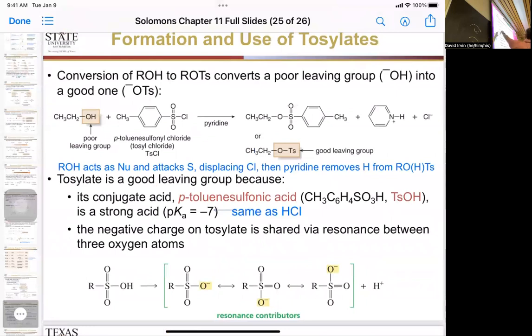What it's going to do is react with this, and it's going to kick out HCl. Okay, it's a nucleophilic attack. And then we'll actually have that. You can isolate it and purify it and everything like that.